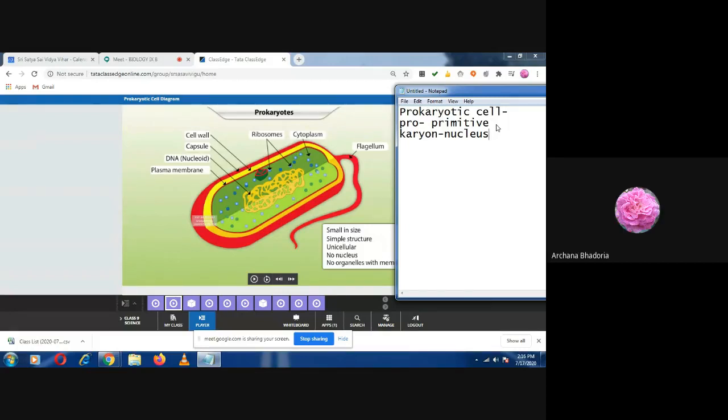try to understand the first important feature of the prokaryotic cell: they have a primitive type of nucleus. So you write down, they have a primitive type of nucleus.